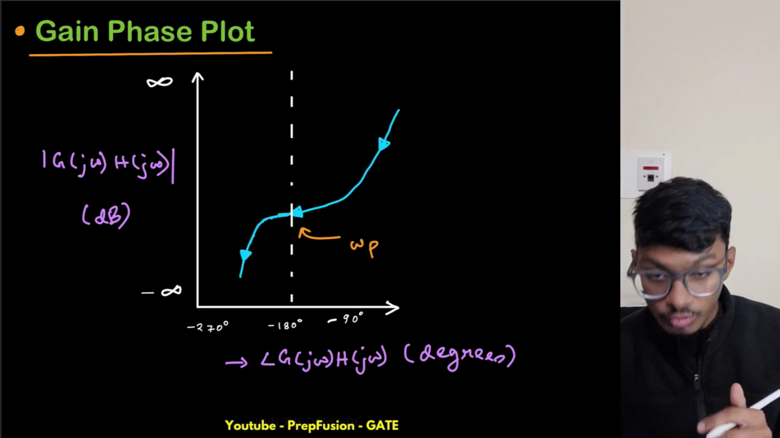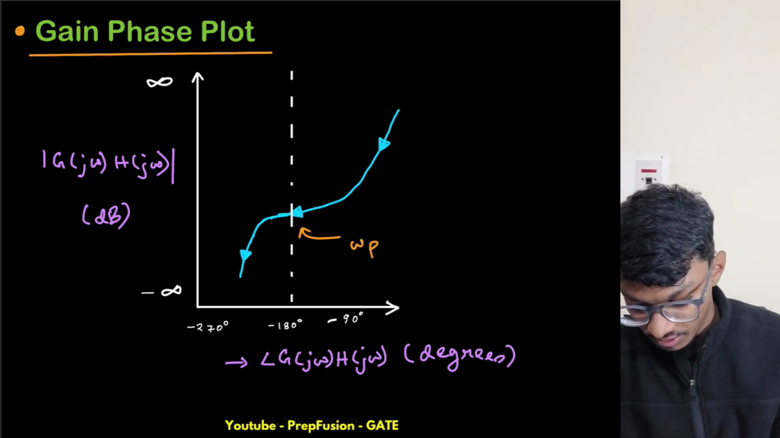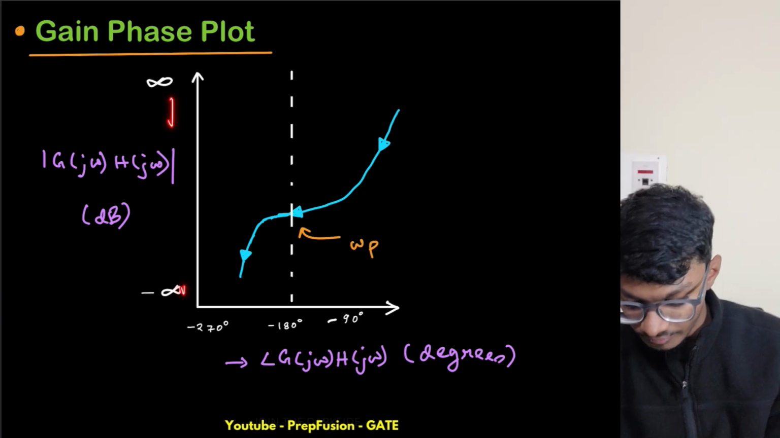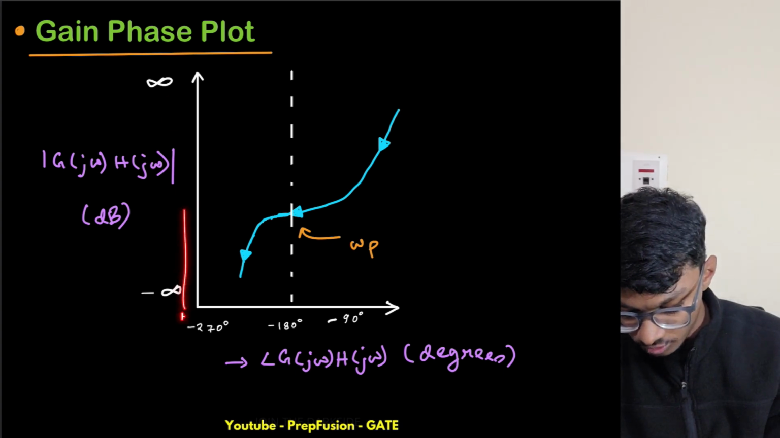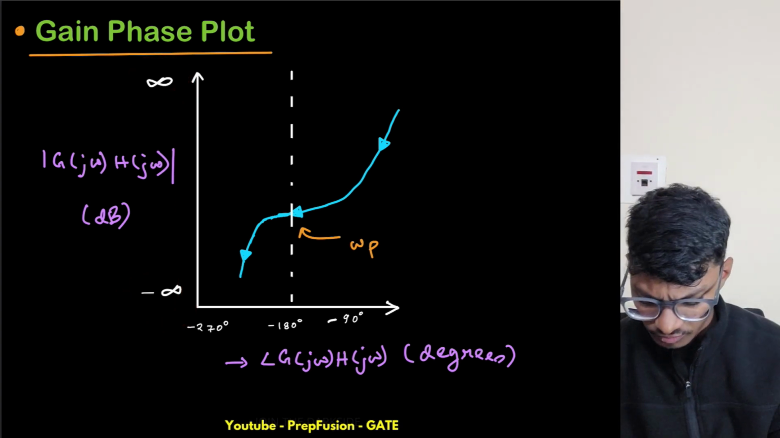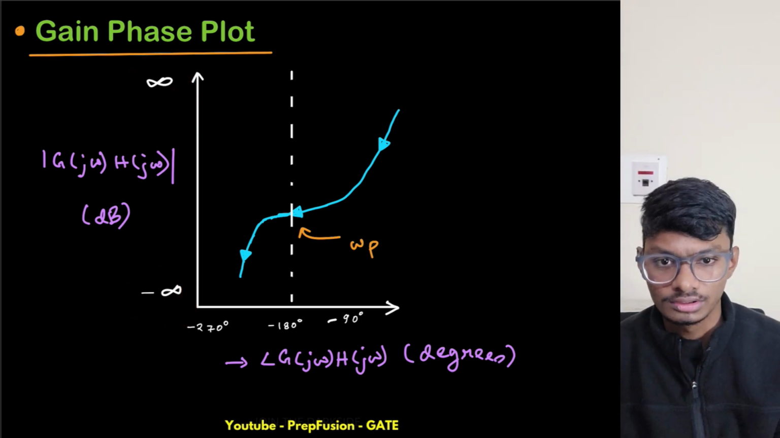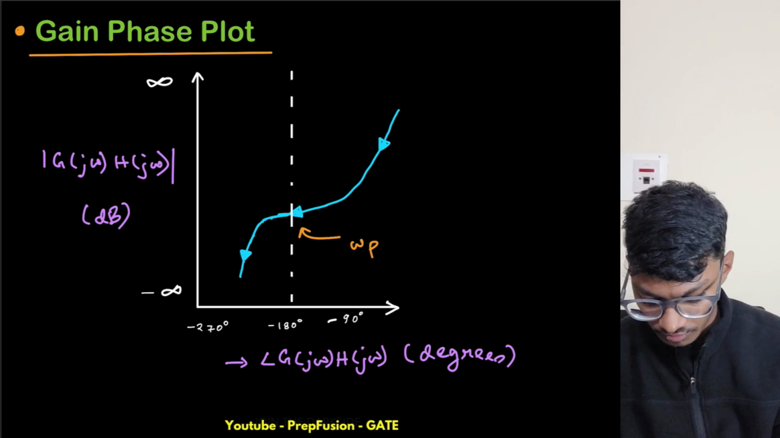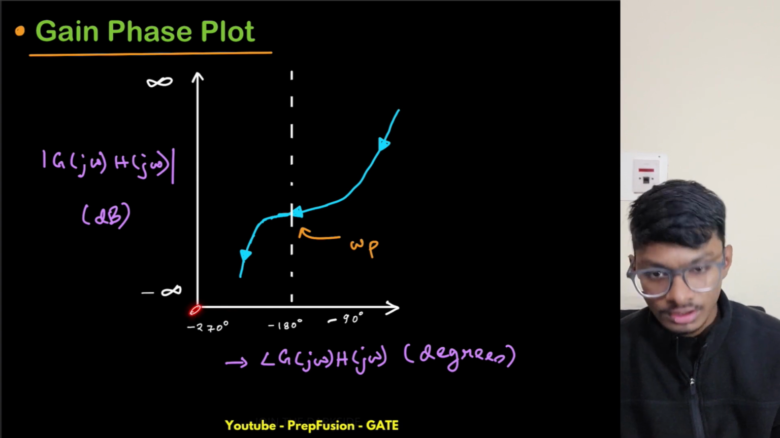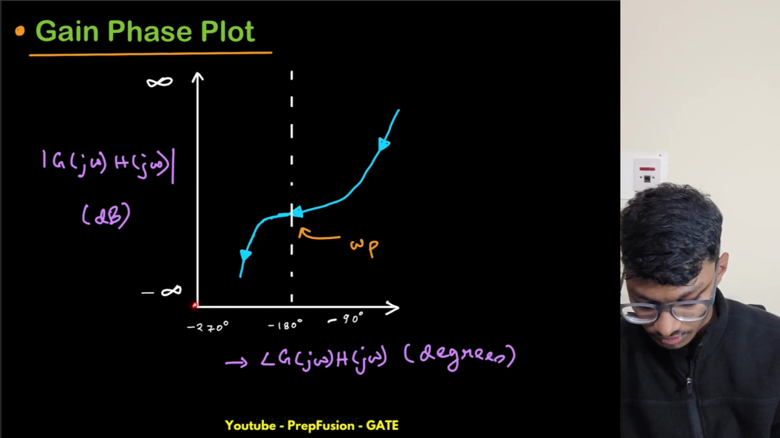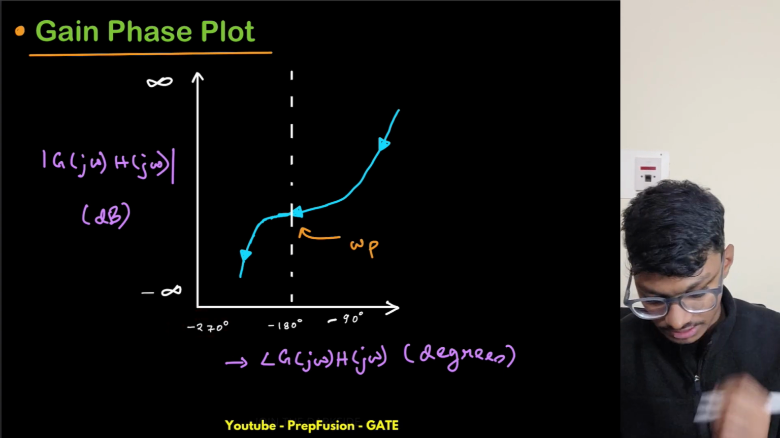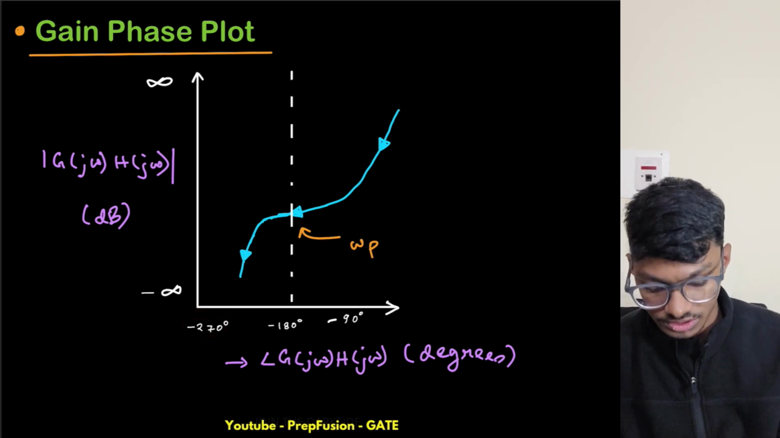Now how to find the gain crossover frequency? Sorry, I didn't mention this earlier. If I'm going from bottom to up on the phase axis, this is minus infinity to infinity. Now you might ask, why is this minus infinity? Generally we see 0 to infinity, that is not an issue. But here this can be any negative value, so this is also minus infinity phase, and going towards positive, this is plus infinity.